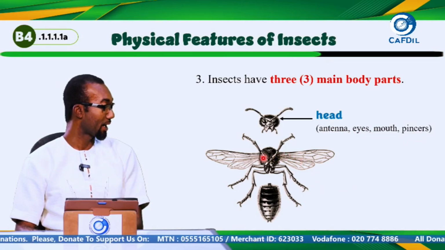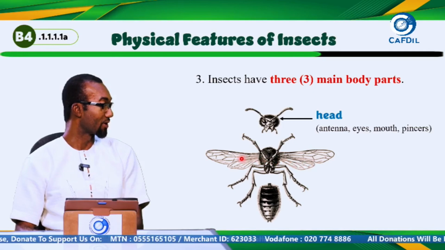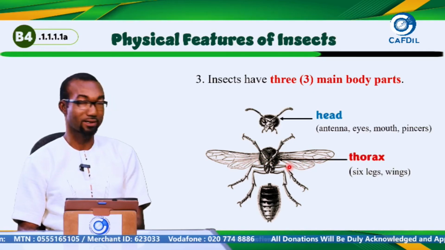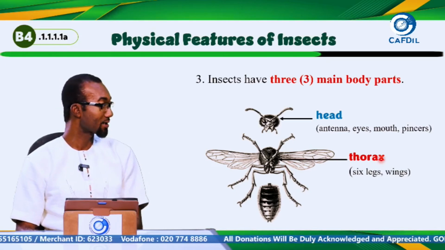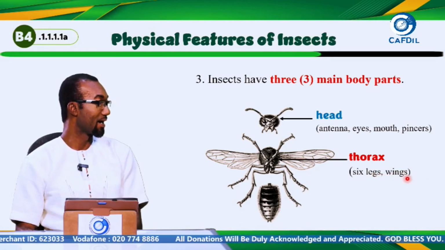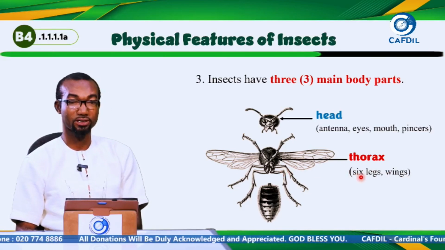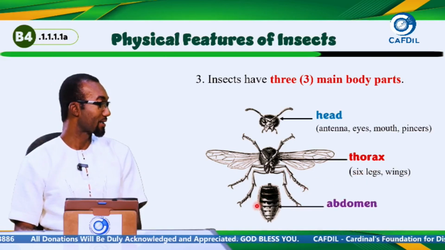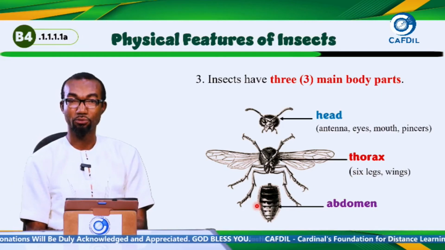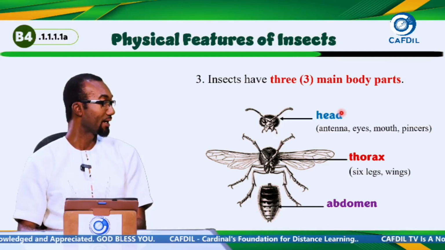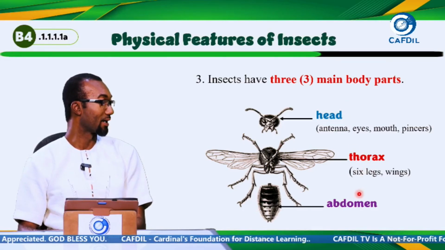The second part that you see here with the wings is called the thorax. So the thorax contains the 6 legs and the wings. Then the last part is the abdomen. So insects have 3 main body parts: the head, the thorax, and then the abdomen.